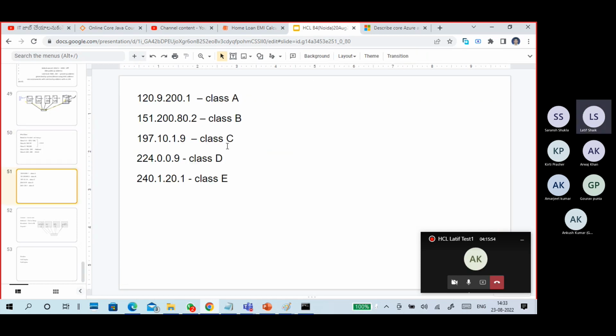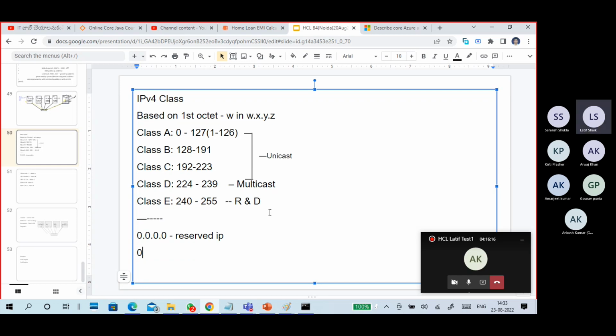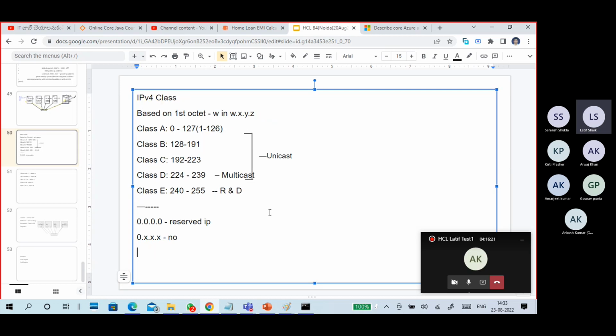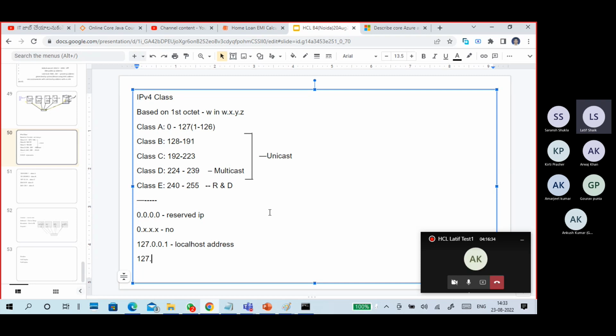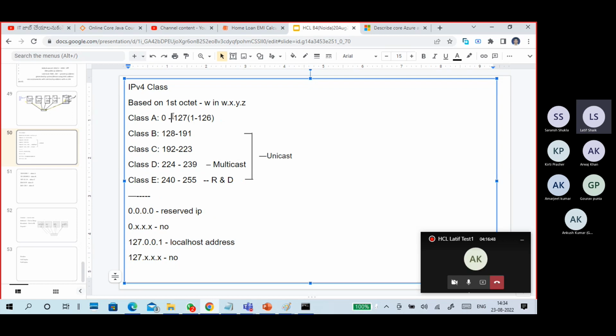These are the ranges, and these are the examples. I will give you one small note. First of all, 0.0.0.0 is a reserved IP, so we don't use it. Next, any 0 series, we don't use it. 127.0.0.1 we know is the localhost address, so we don't use that entire series either. That's why 0 and 127 are not used. We use from 1 to 126 only. This is also the right answer; this is the complete range.